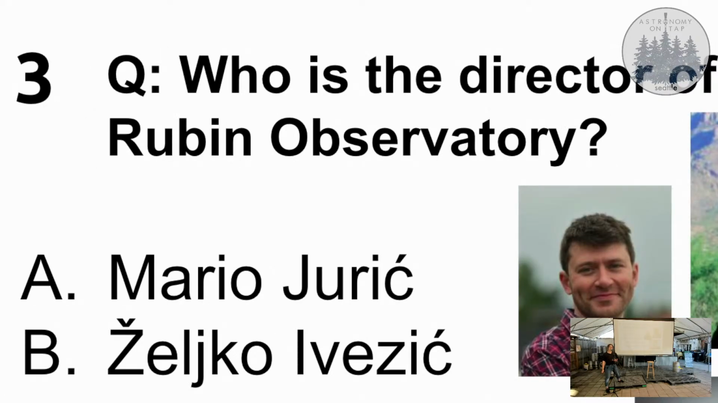Okay, question 3. Who is the director of Rubin Observatory? A, Mario Juric. B, Zeljko Ivezic. C, Yakov Faerman. Or D, James Davenport.